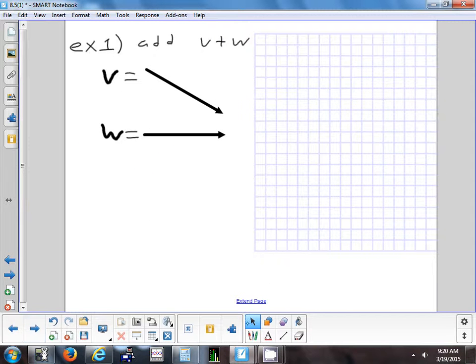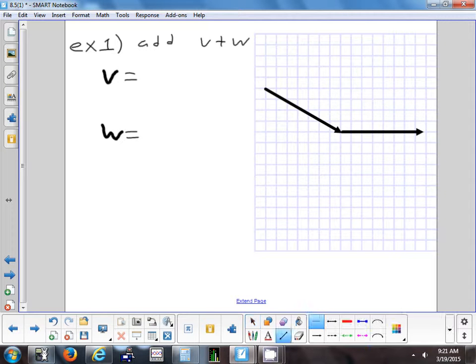So I set up a grid. You don't need a grid to do this, unless you're trying to measure something. But we're not measuring the length yet. We're just going to combine it. So it doesn't matter where you place V. You just place it somewhere on that grid. Take W. Make sure you line it up so that the beginning of W and the end of V coincide. Any question on that stuff?